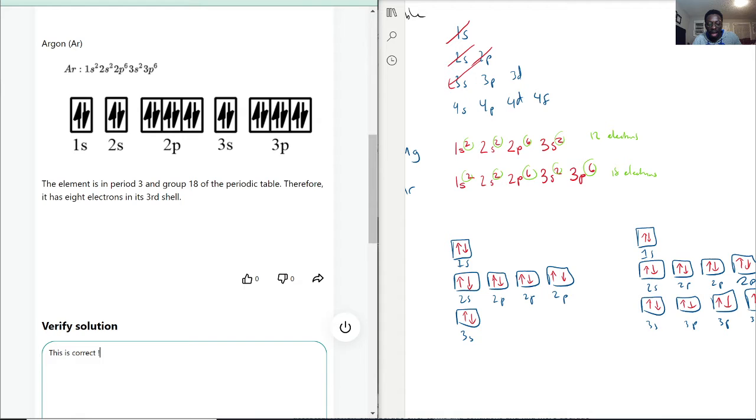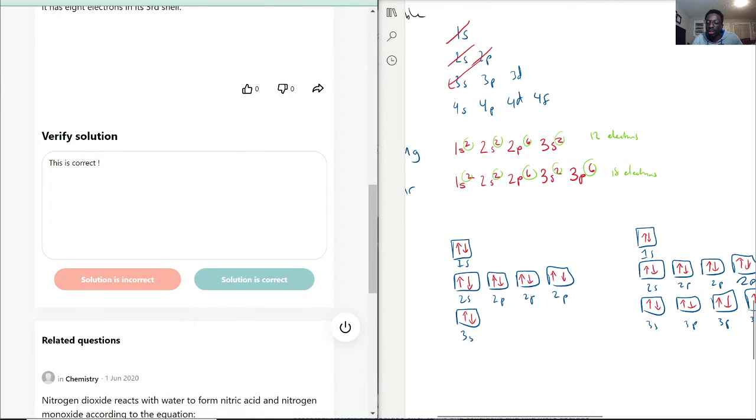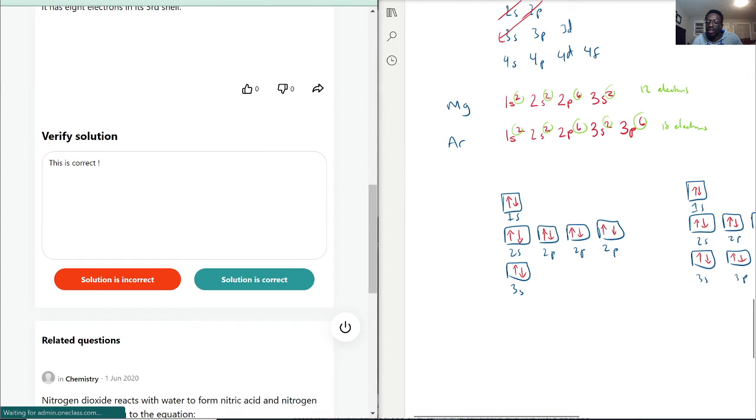And you have to be looking at the superscripts. So with that being said, we'll move on now to question number 7.